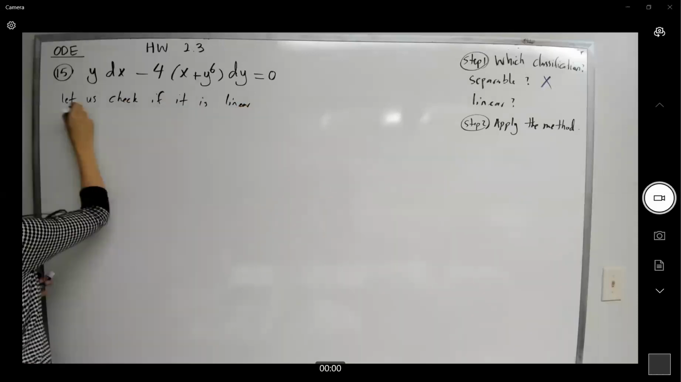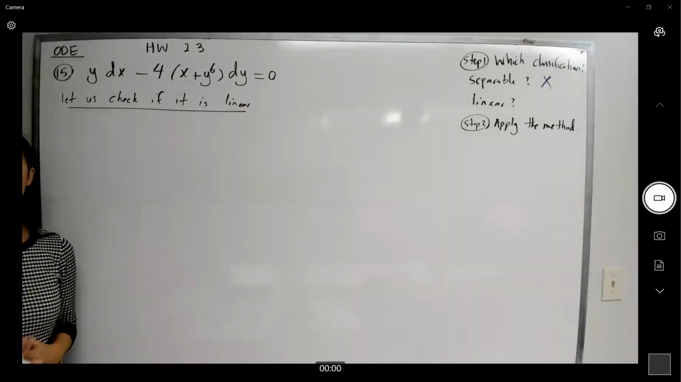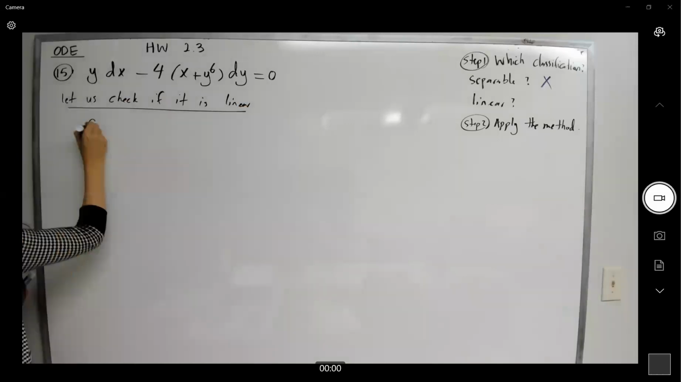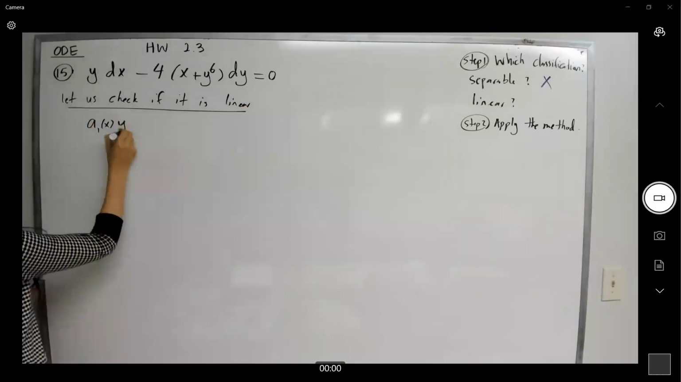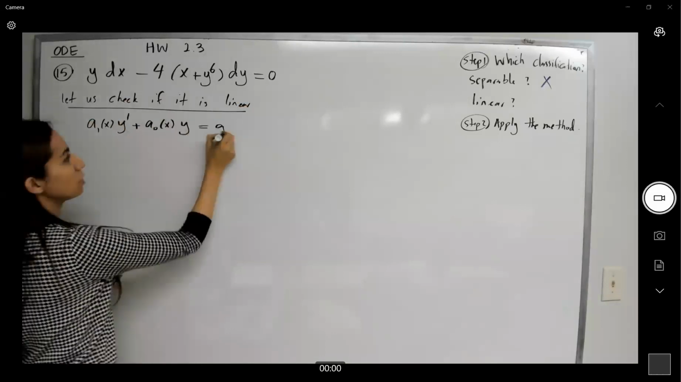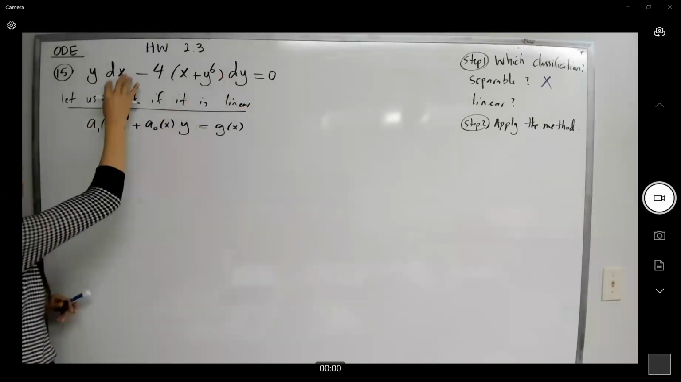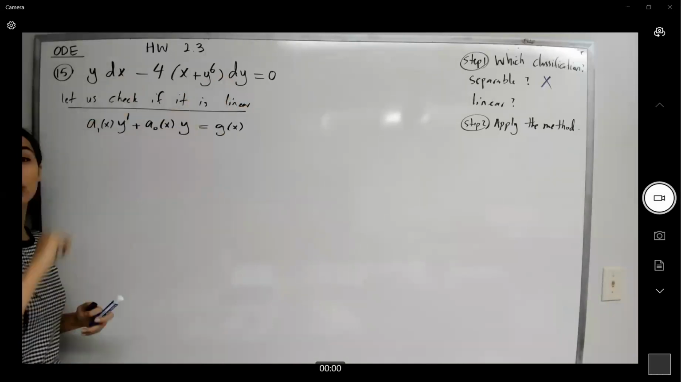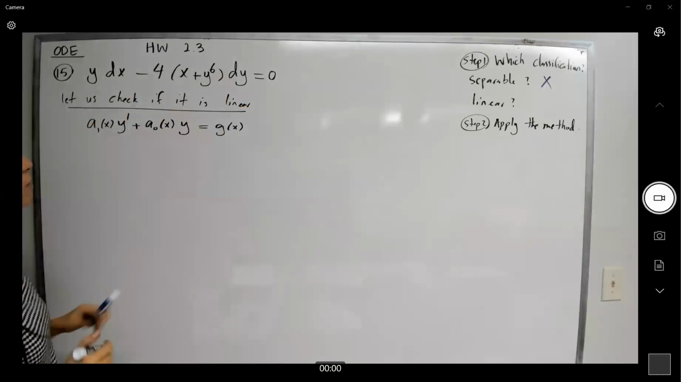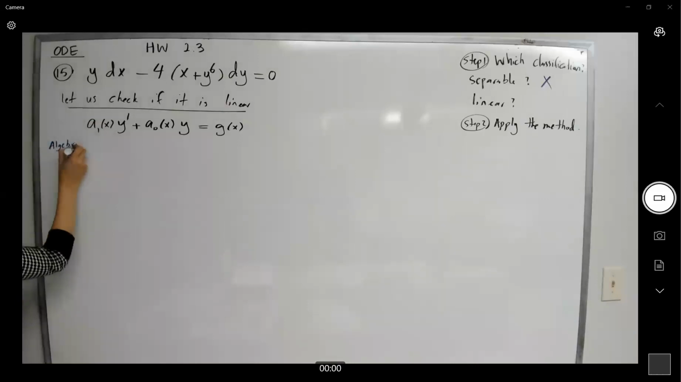This is our goal. Remember that when you have the definition of a linear first order ODE, you have a sub 1 of x times y prime plus a sub 0 of x times y equals g of x. So we need to reorder this. First of all, you have dx, you have dy. First, do the division and divide everything by dx. So let's just do some algebra here before going over step 1 and step 2.